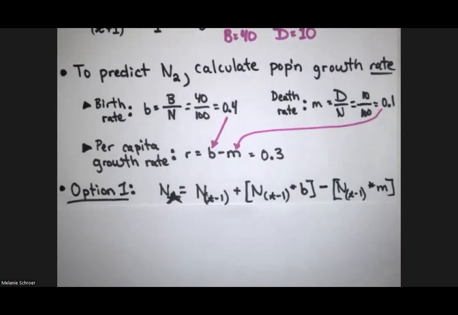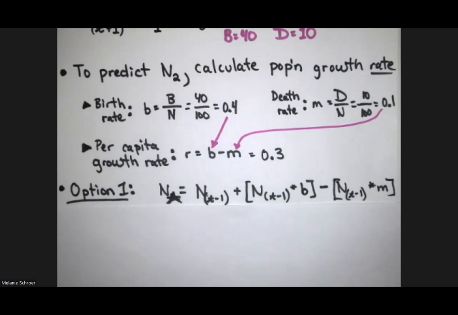Okay. So given the birth rate, the death rate, and the per capita growth rate, we can calculate the estimated population size for the next year. And we can do that in two different ways. I'm going to show you the longer way that we're not going to do again, but hopefully you can kind of see how all of this stuff comes together. And then I'll show you the way that we are going to do it for real.